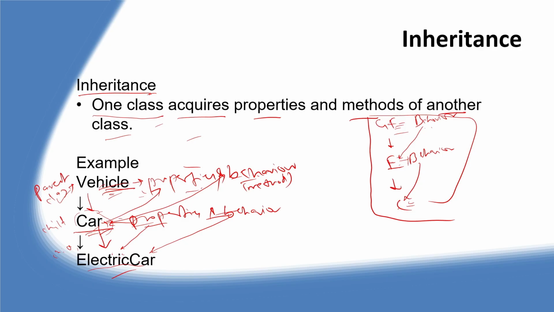Similarly, electric car will automatically have the properties and behaviors of the car class. It does not need to redefine them inside the electric car. So that's how reusability with the concept of inheritance is achieved. This is just an overview. We will see it in much more detail with examples in later videos.